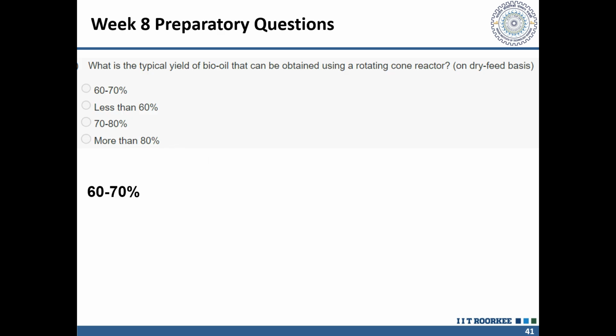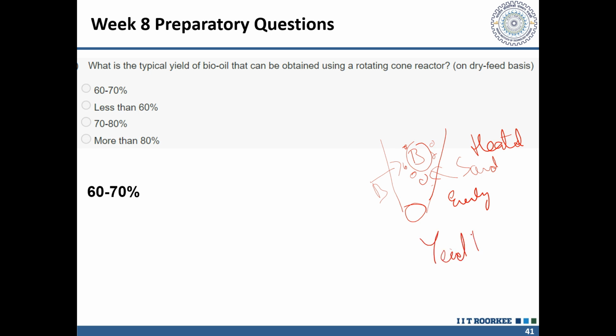What is a typical yield of the bio oil that can be obtained using a rotating cone reactor? In previous lectures, we have seen that in a rotating cone reactor, biomass is fed with sand and heated sand, and this is done so that the biomass present in it gets heated very evenly. This even heating by sand in the rotating cone reactor leads to a very high yield. Therefore, it results in 60 to 70% of bio oil.